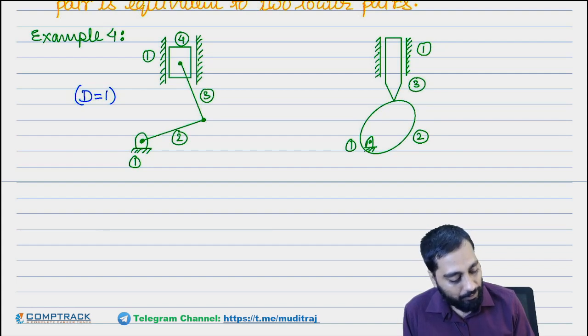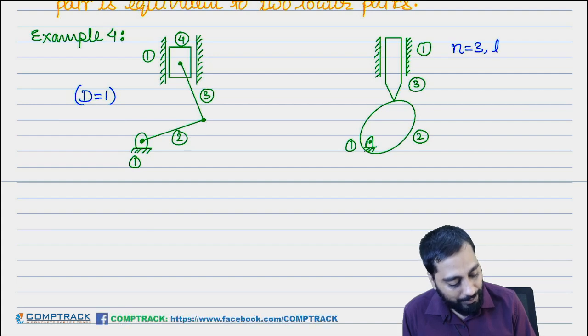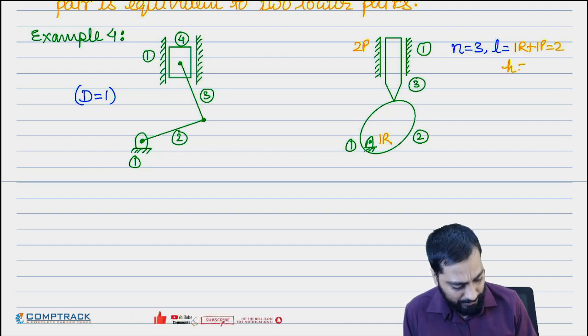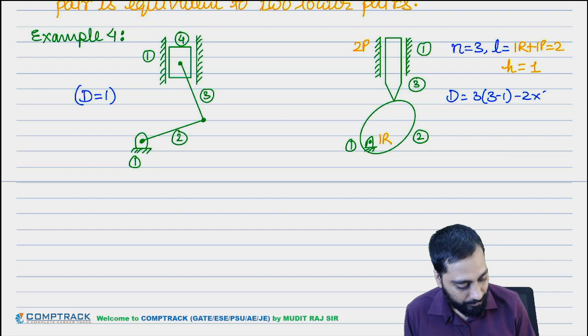So here when you calculate the degree of freedom, n will be equal to 3 and L will be equal to how many? 1 L will be prismatic, 1 L will be revolute. So 1 R plus 1 prismatic, 2 lower pairs, and higher pair is 1. So what will be the degree of freedom? 3n minus 2L minus H. So 3 times 3 is 9, 2 3 is 6 minus 4 minus 1 equal to 1. So again degree of freedom will be 1.